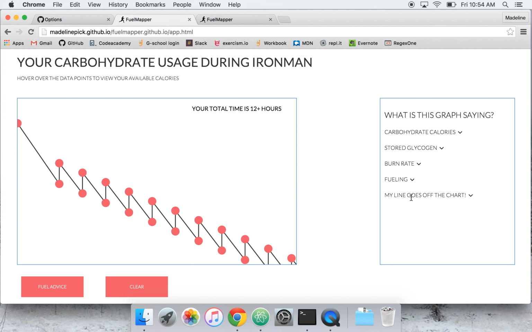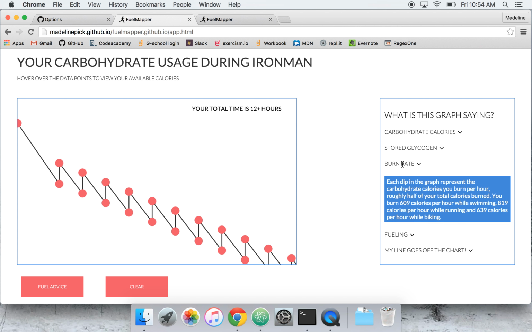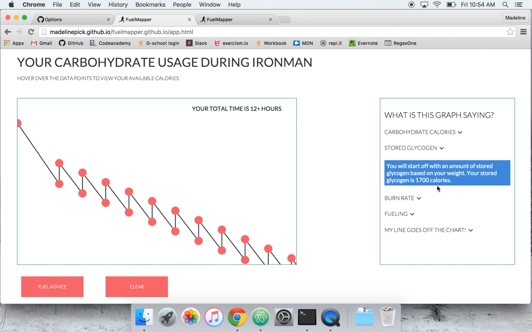So we used a baseline of 250 calories. So this person might need to take in more than 250 calories to keep up with the rate they're burning. So I have this chart over here which explains these things a little bit. The most important thing here is it gives you your individual burn rates for swim, run, and bike, so you understand where your calories are going here in this graph. And it also explains that you have a stored amount at the beginning, which for this person is 1,700 calories, which is where you're starting here. You could clear this and do it again if you thought your numbers are wrong.